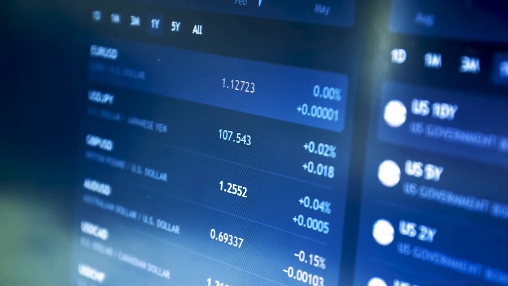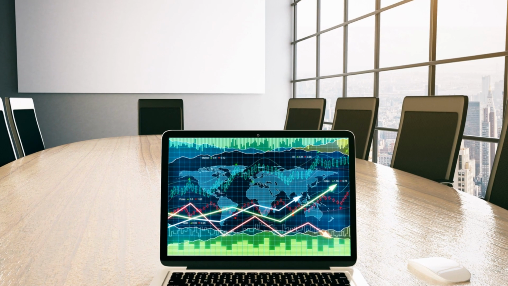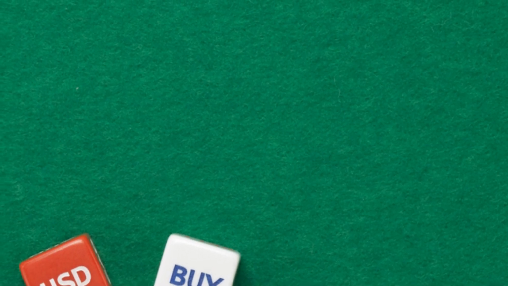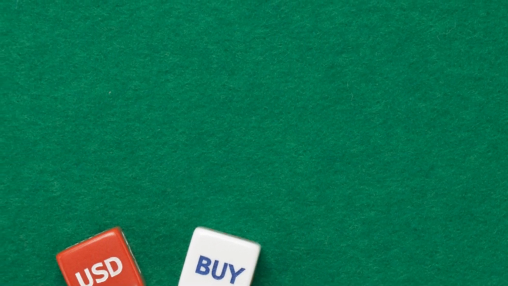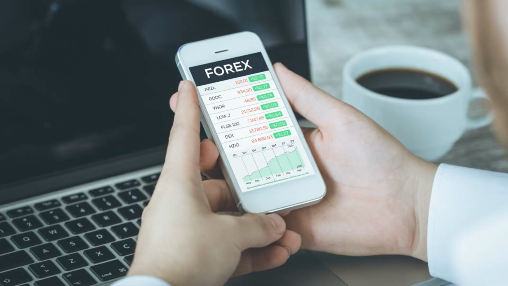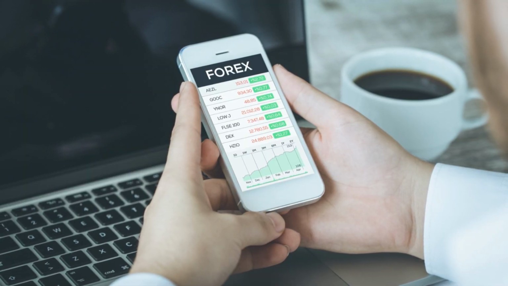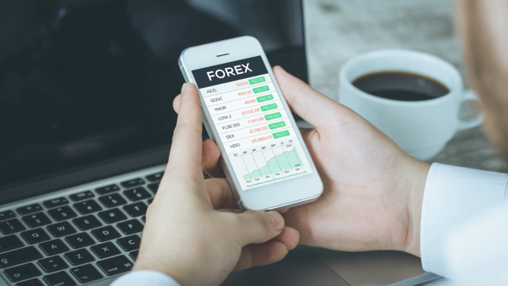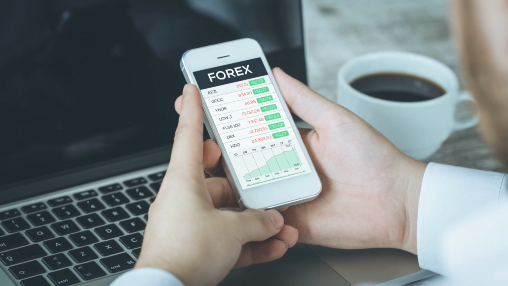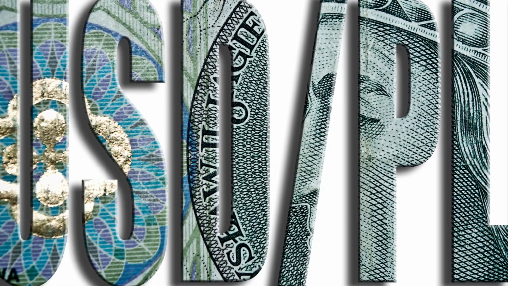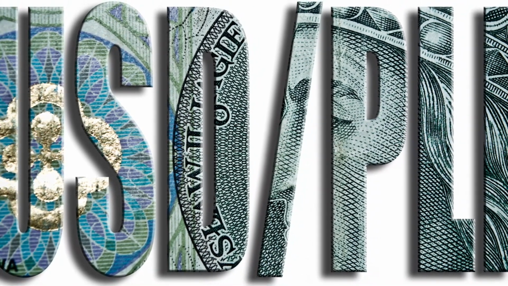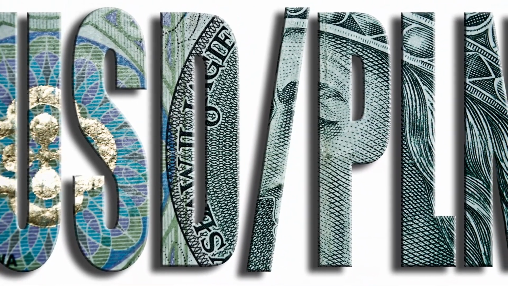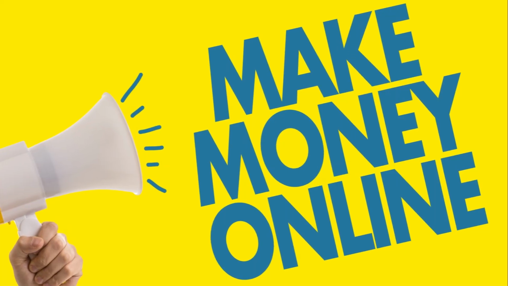Now let's break down currency pairs. Currency pairs are divided into three categories. 1. Major pairs. These include the most traded currencies in the world, such as EUR-USD, USD-JPY, and GBP-USD. 2. Minor pairs. These involve currencies from smaller economies like EUR-GBP or EUR-JPY. 3. Exotic pairs. These pairs involve one major currency and a currency from an emerging market like USD-TRY, US dollar, Turkish lira.